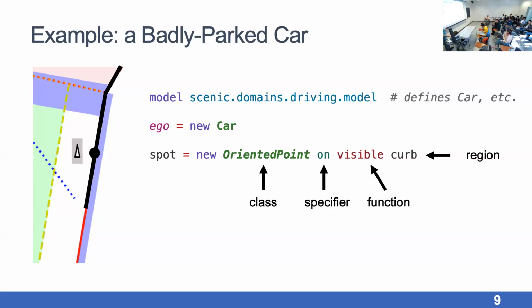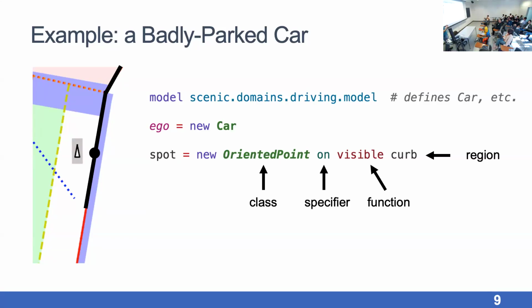language like syntax. So the on specifier in particular takes in a region as input, and it specifies the position of the object that you're creating to be uniformly at random within that region. So here we're saying, take the visible curve and take an oriented point and put it randomly in that region. If you had a 3D object like a box or something, then on puts it on top of that region. There's also a specifier called in if you want to put it inside a region, for example. And there are a bunch more specifiers. We'll see a couple in these examples. There's a big list of them in our documentation.